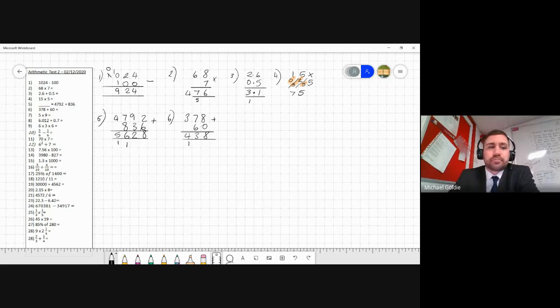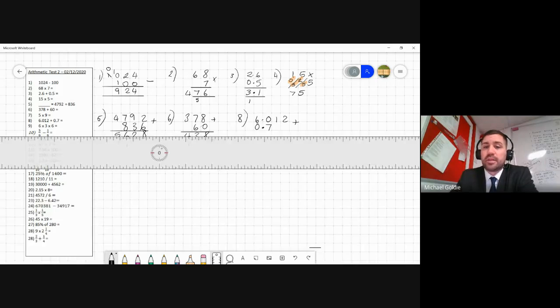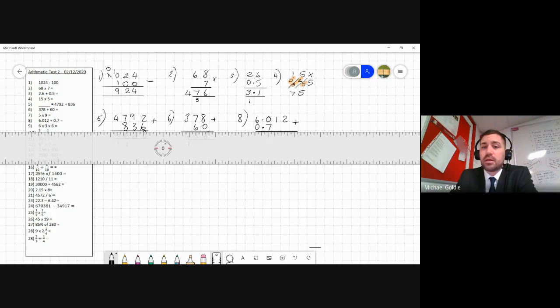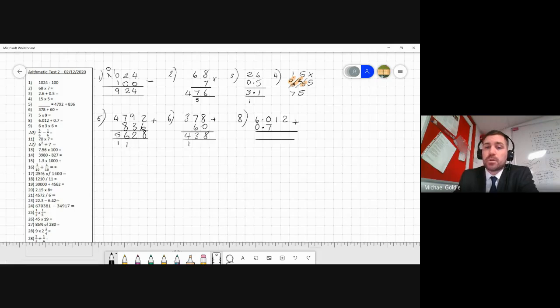It's just 5 nines. And I'm going to go on to number 8. Now, you've got number 8 here, this one. You've got your decimals. Now, the golden rule of decimals is they're always in a line. They always line up. So 6.012 added to 0.7. Doesn't matter what those numbers look like in a column. Please make sure that they always line up. That's really important. And once you do that, golden rule of decimals is always a decimal there.